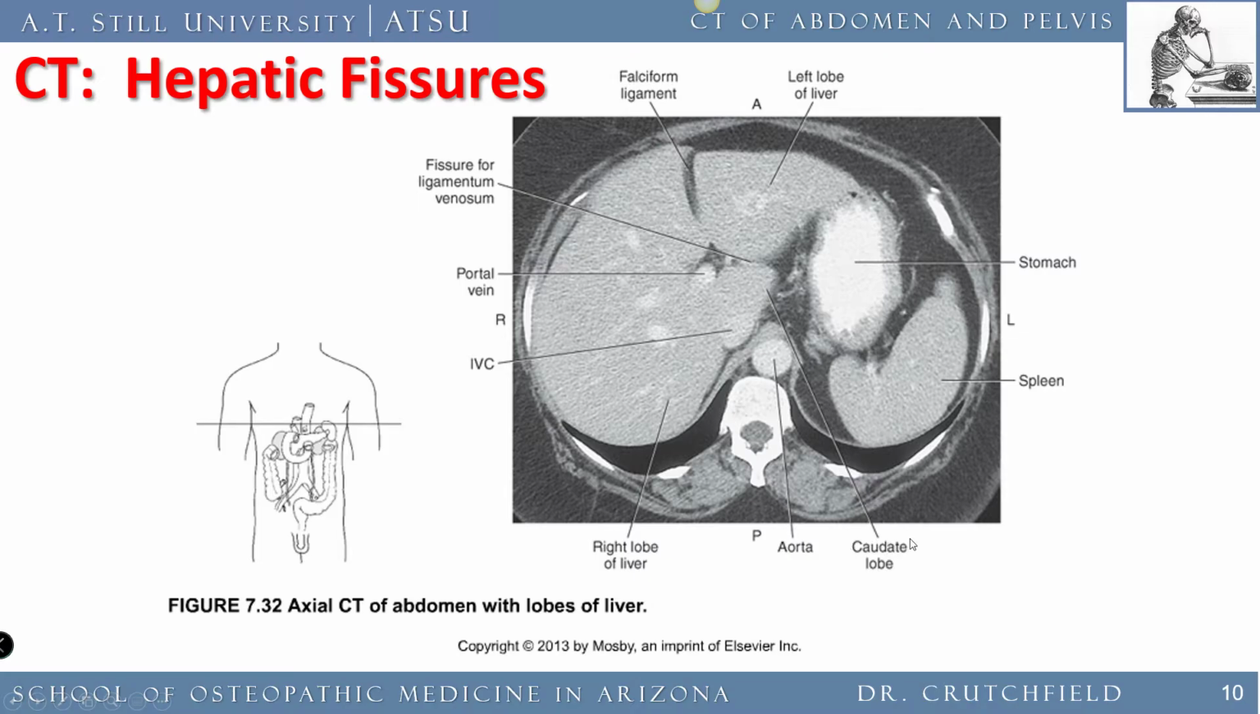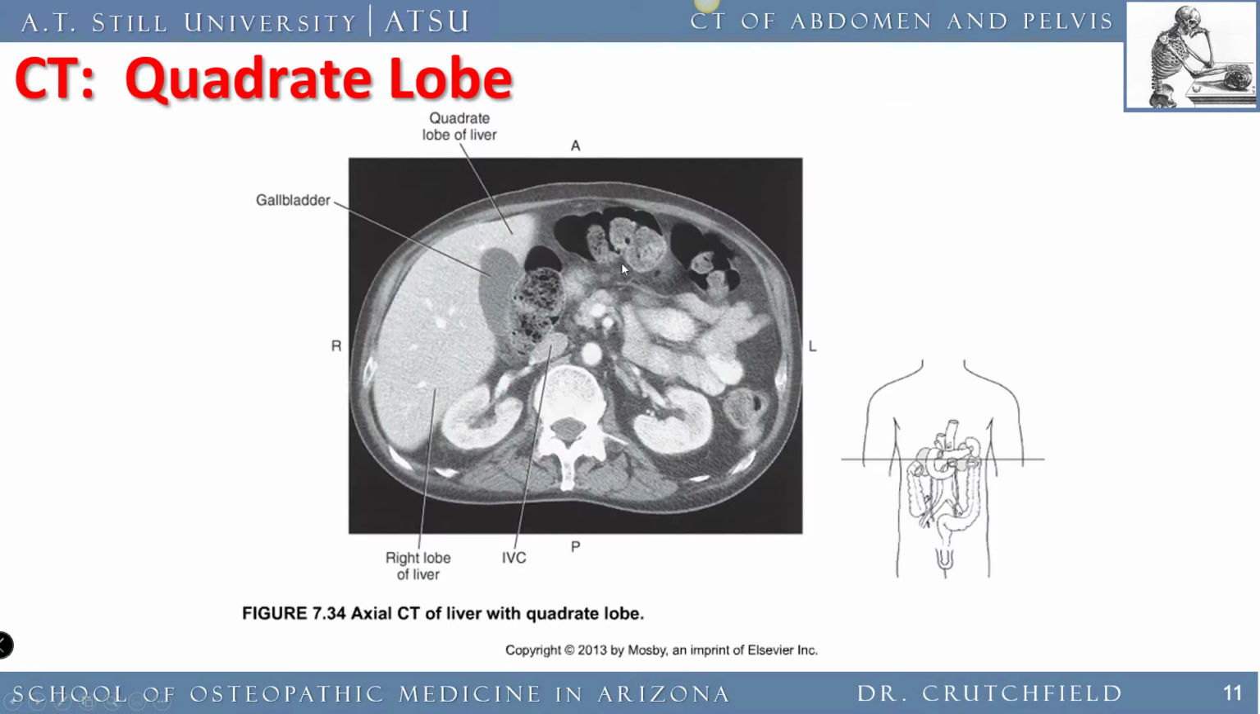So our caudate lobe, of course, IVC and caudate is right next and adjacent to the inferior vena cava. So here's inferior vena cava with our caudate lobe. Again, most important things that we're looking for are the fissures here: ligamentum venosum fissure, portal vein, falciform ligament, and we'll get in more detail here in just a second. So our quadrate lobe is actually up here next to where the gallbladder is.